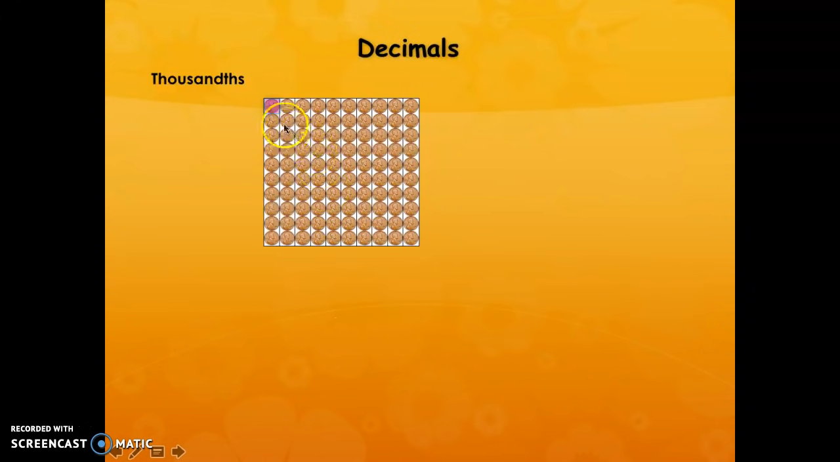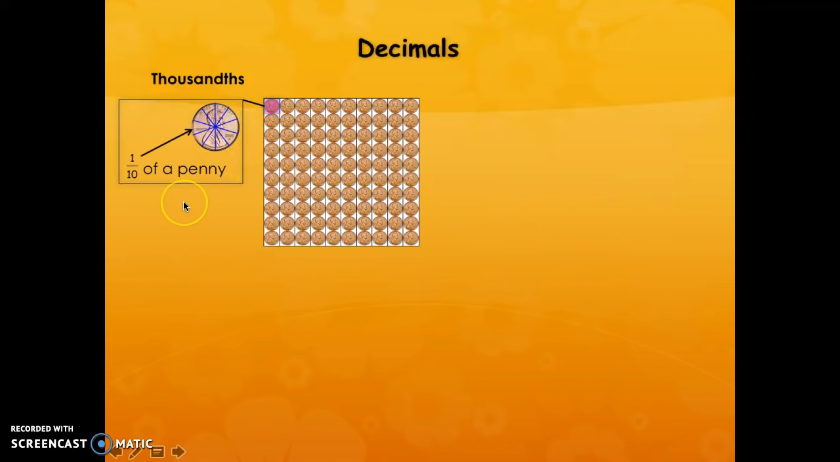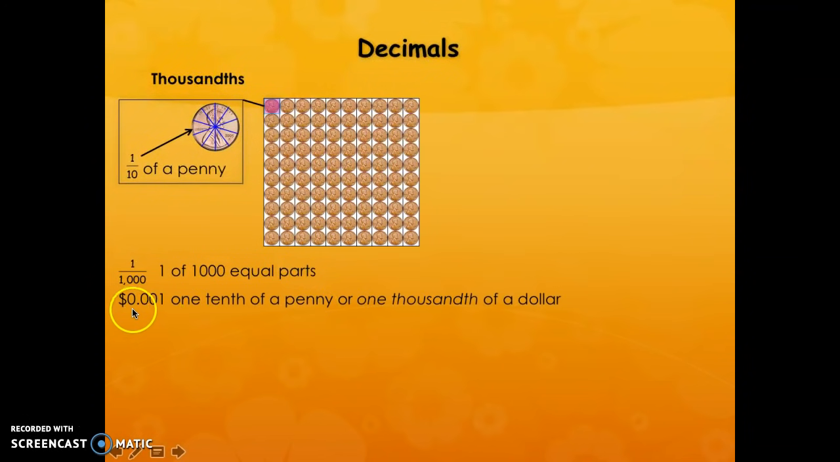So right now we have 1/100th, so we would have to take that 1 penny and divide that into 10 equal parts. If we could take 1/10 of a penny, that would be 1 out of 1,000 equal parts. So if it were money, it would be written like that. But of course, when we're dealing with money, we don't deal with 1/10 of a penny.